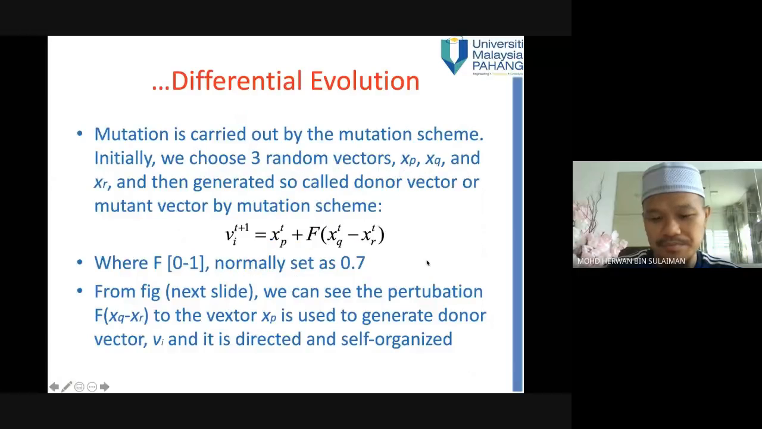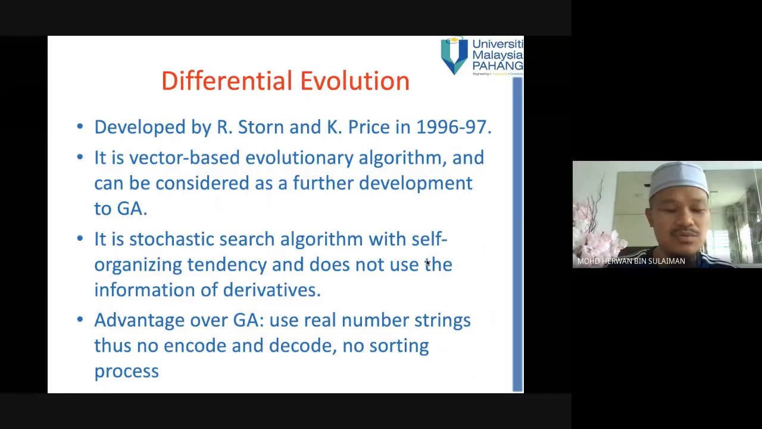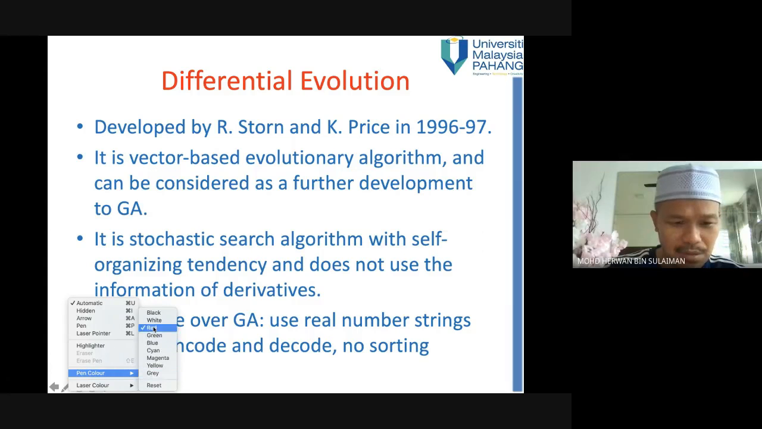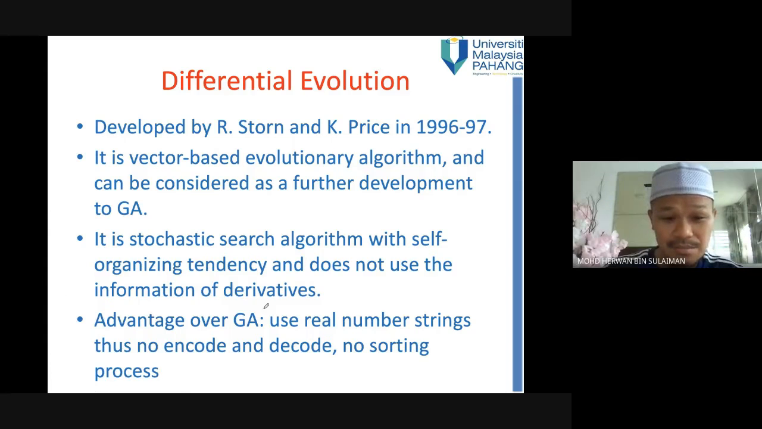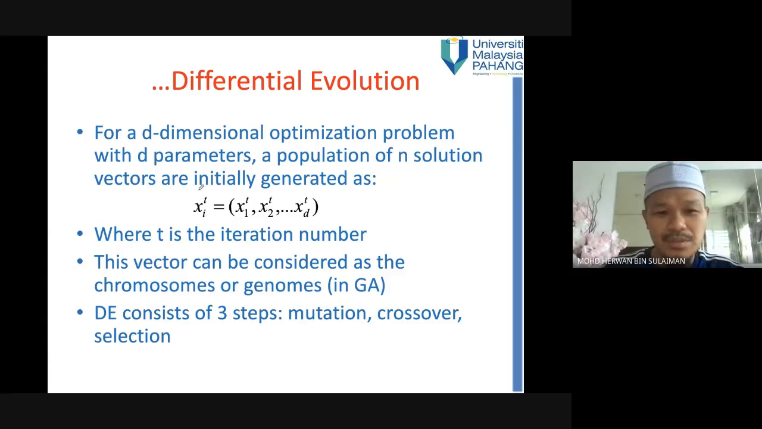What is differential evolution? Basically, it's quite similar to the genetic algorithm, but it is not related to binary representations. It uses real number strings, so we don't need to encode and decode. This is the difference between GA and differential evolution. Basically, it is an extension. This is our parameter or our variables.